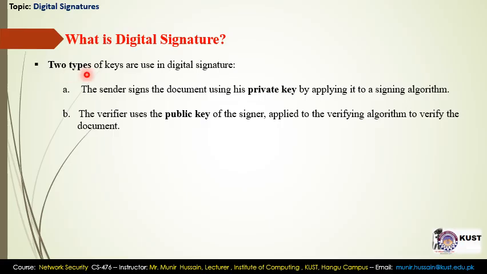Two types of keys are used in digital signature. The first one is the private key: the sender signs the document using his private key by applying it to a signing algorithm. And the second is the public key: the verifier uses the public key of the signer applied to the verifying algorithm to verify the document. These are the two keys used in digital signature.